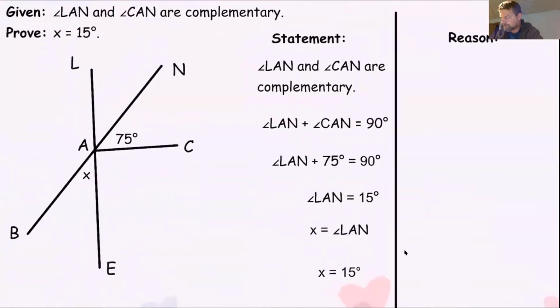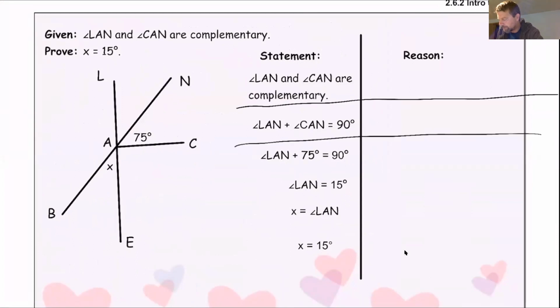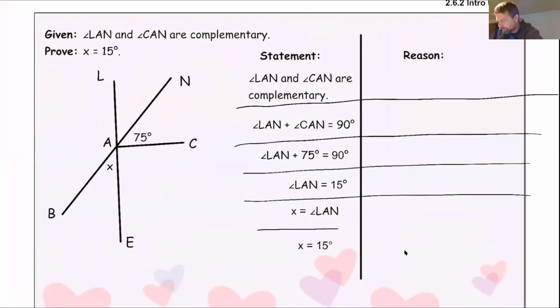So here are some statements. Let's see if we can figure out reasons for why I can make each one of these statements. First one is angle LAN and angle CAN are complementary. Why do I know that? Because the problem told me so. I could write "the problem told me so," but the easier word for that is just "given." That was something that was given to be true.